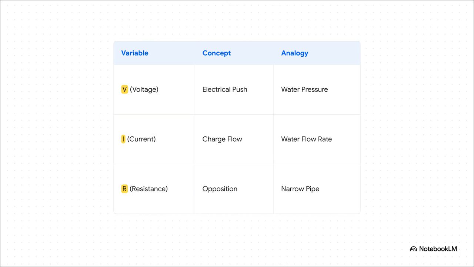So voltage, that's the V, is the electrical push from the battery. Think of it like the water pressure in the pipe. Current, our old friend I, is the actual flow of the electrons, just like the amount of water flowing through the pipe. And resistance, R, well, that's anything that opposes the flow, making it harder for the electrons to move. It's like making the pipe narrower.